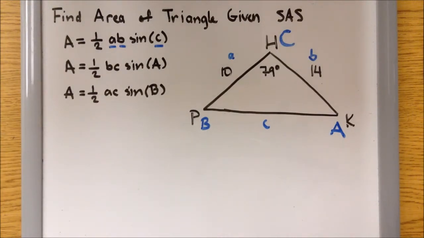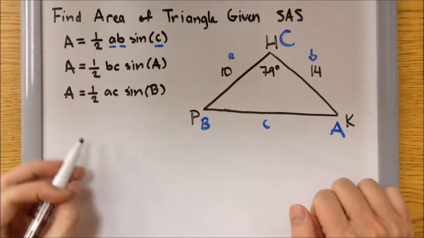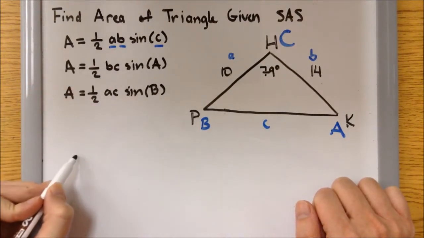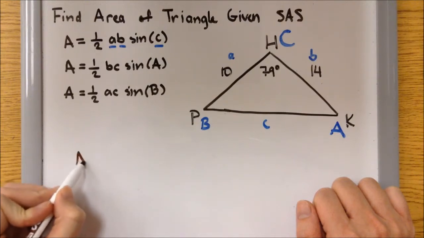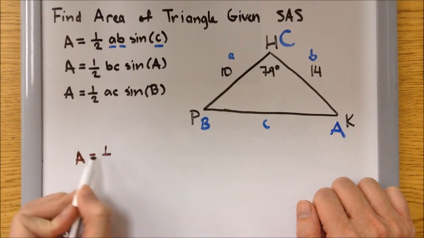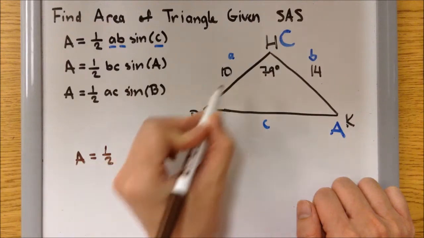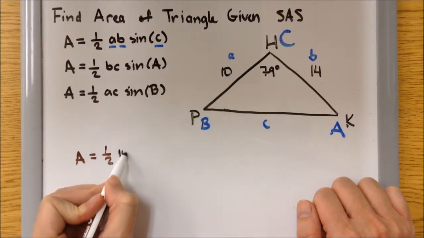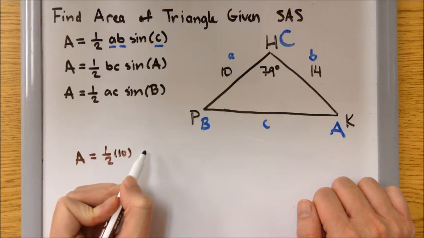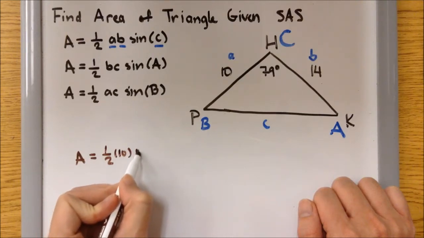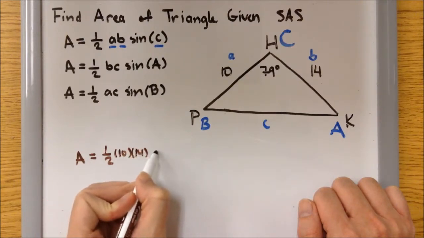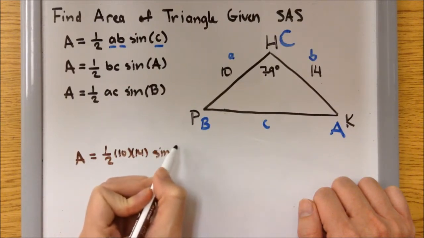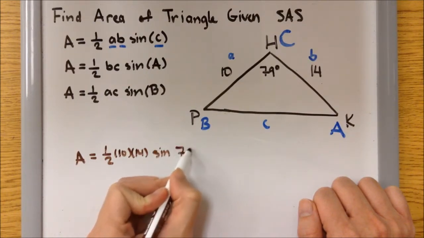So when we're setting it up to find area, then it would be simply, I'm just going to be using the first form. So A equals 1/2 times 10, that's our a, times 14, that's our b, times sine of capital C, which is 79 degrees.